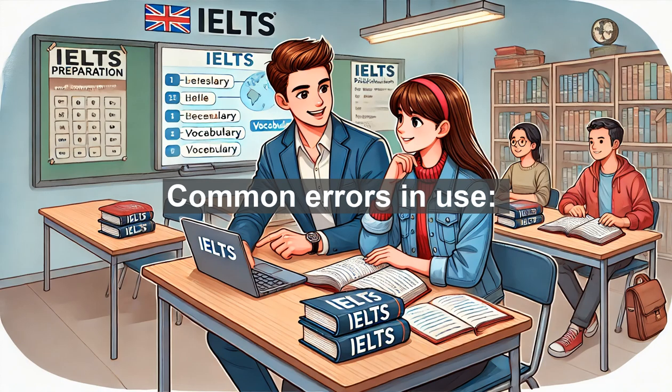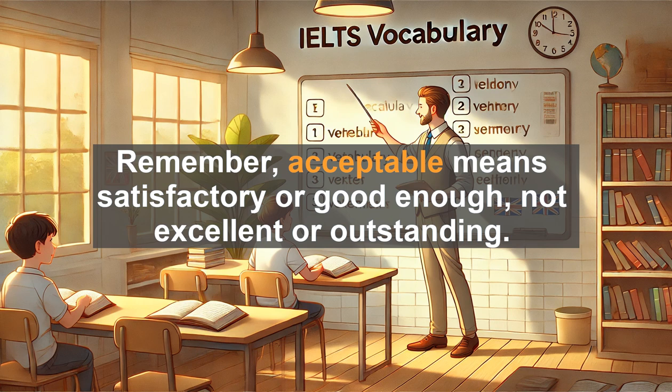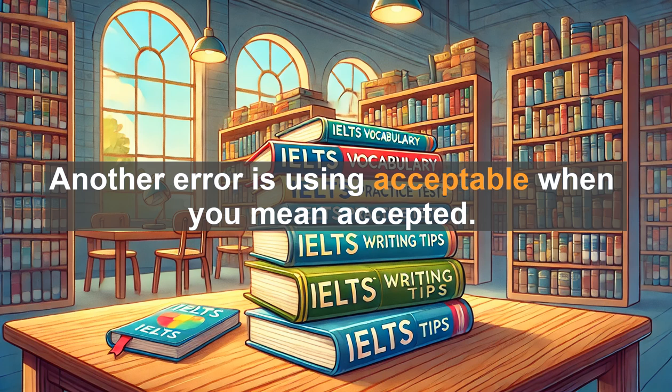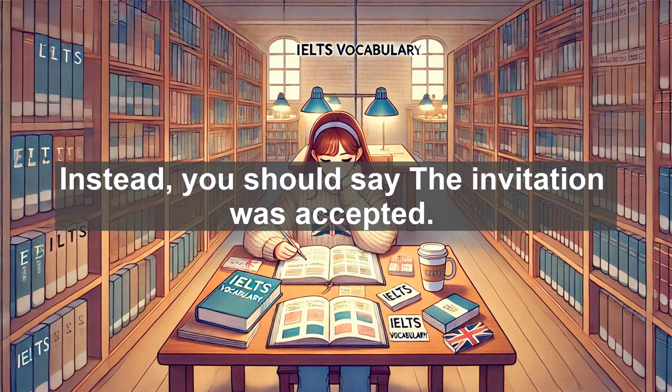Common errors in use: one common mistake is confusing "acceptable" with "exceptional." Remember, "acceptable" means satisfactory or good enough, not excellent or outstanding. Another error is using "acceptable" when you mean "accepted." For example, it's incorrect to say "the invitation was acceptable." Instead, you should say "the invitation was accepted."